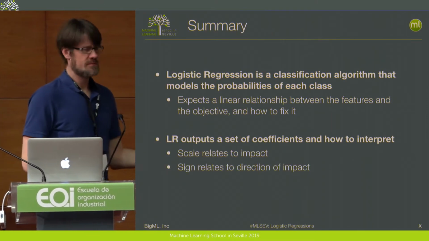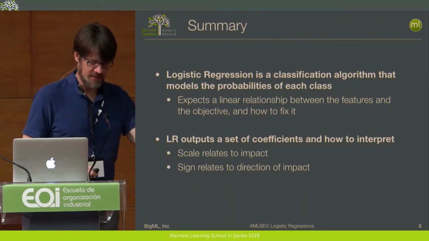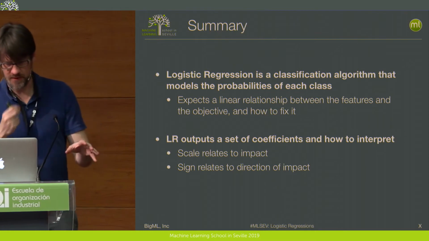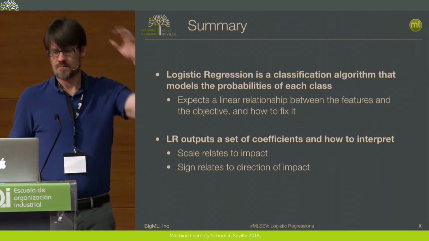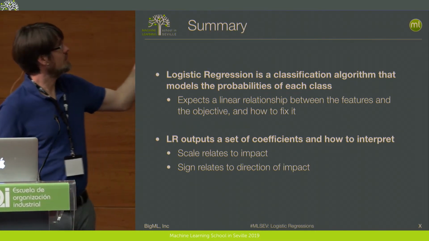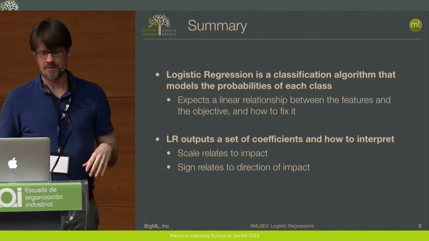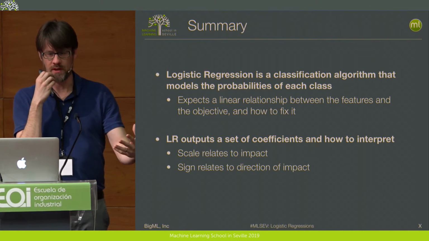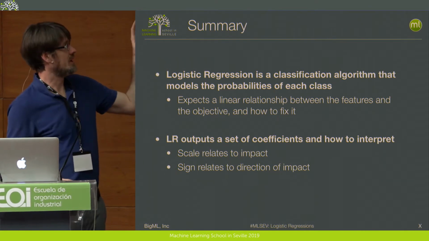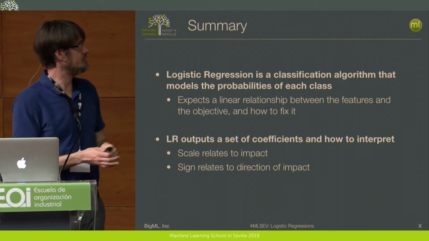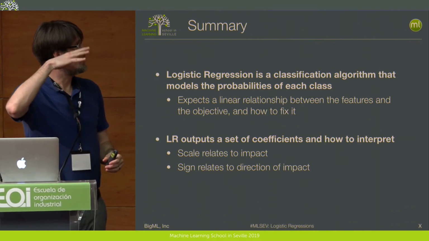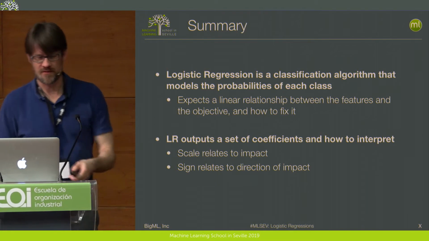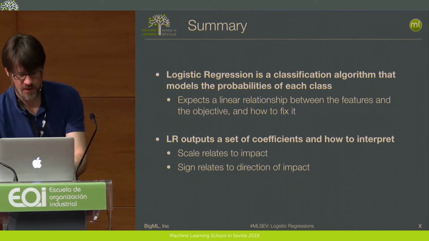So summing up, logistic regression is a classification algorithm. It can't solve numeric objectives, so don't ask it to try. It expects a linear relationship between the features and the objective, and so if you don't have that, logistic regression will not give you what you want. Logistic regression outputs a set of coefficients, and the scale relates to the impact, and the sign of the coefficients tells you whether they're positively or negatively correlated.